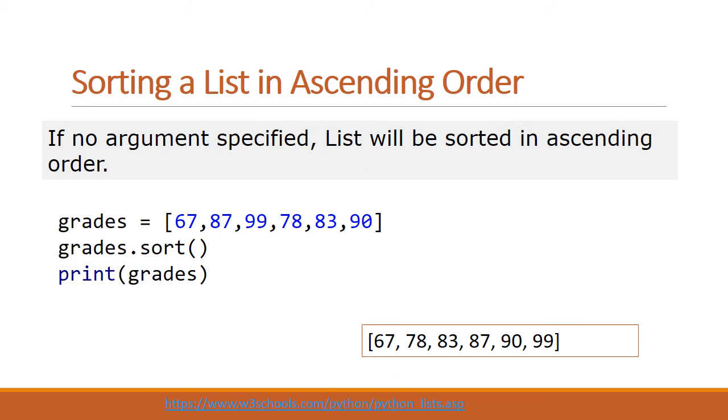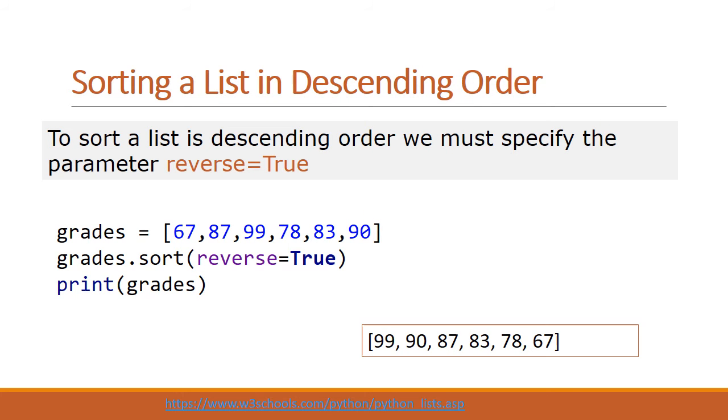Here's another example of calling the sort method on a list. In this example, we have a list of grades. Then we sort grades and we print out grades, and you can see by default the grades are sorted in ascending order. To sort a list in descending order, we must specify the parameter reverse equals true. So in this example, we have our grades list and we sort it with the parameter reverse equals true, and you can see that the grades are now sorted in descending order.